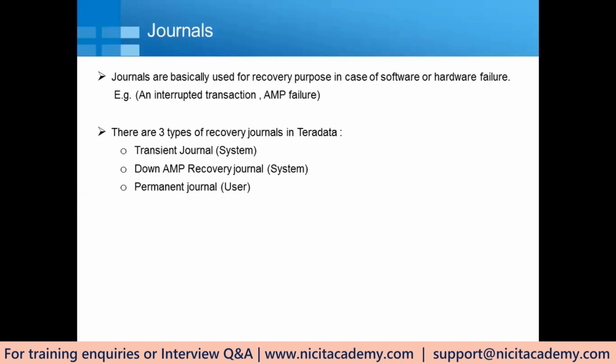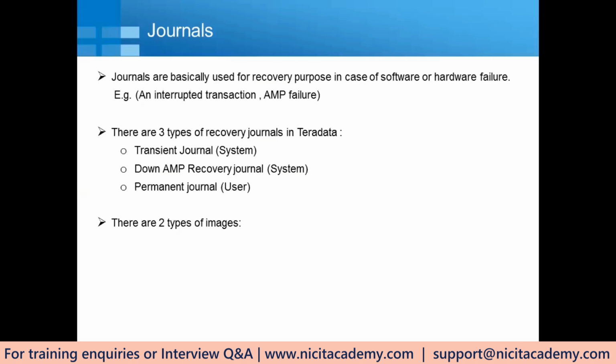In real time, purging will happen. The permanent journal should be purged at some particular time, like once in 1 hour or 6 months. Whichever journal has been taken, like after 6 months or before 6 months, it will be purged. So these are the three types of journal available in Teradata.